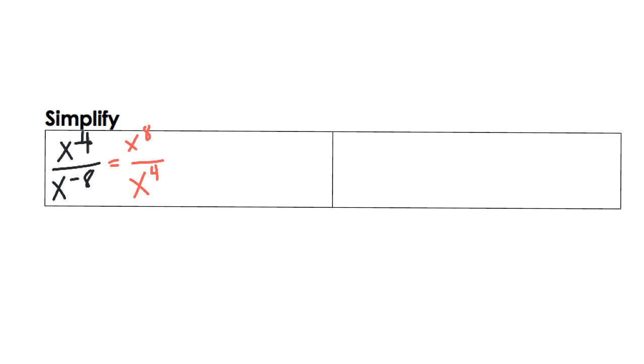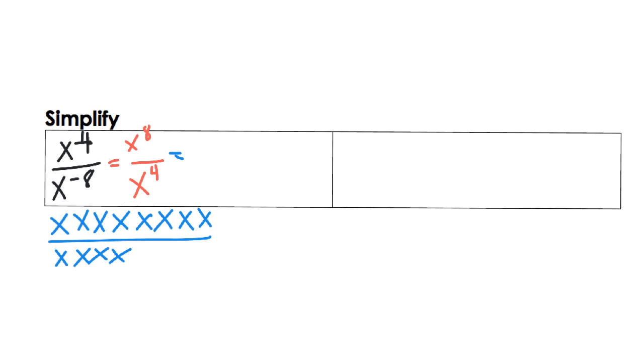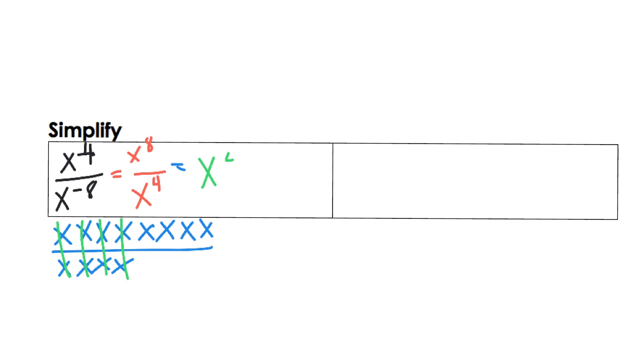Now I can use my division rules that I learned before. So I know this means I have 8 x's on top, 1, 2, 3, 4, 5, 6, 7, 8, and 4 x's on bottom. And then I can find x divided by x is 1, this is 1, this is 1, this is 1, so I'm left with x to the 4th power.